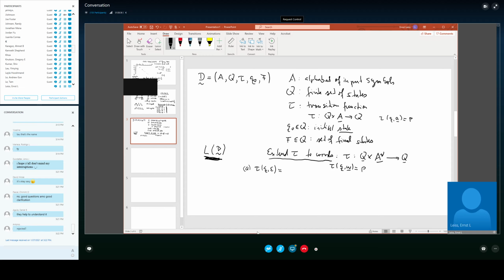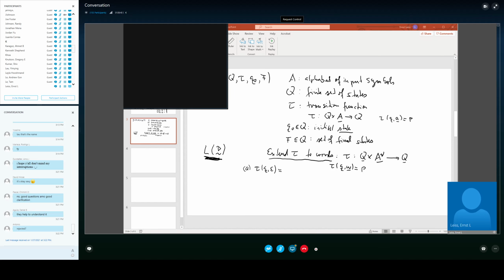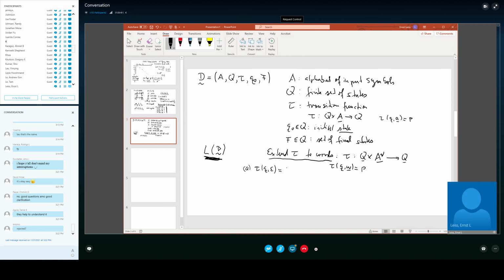Would it be keeping it the same? Yeah, exactly. You're not really applying anything, therefore your epsilon is nothing, and so wherever you are, you're going to stay there. So this is tau of Q and epsilon equals Q, for all Q in capital Q. I'm not saying that this is complicated, okay?